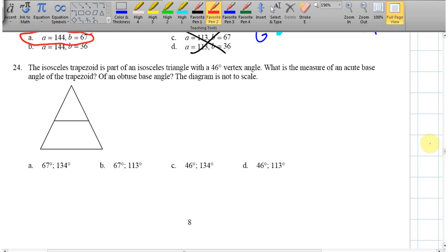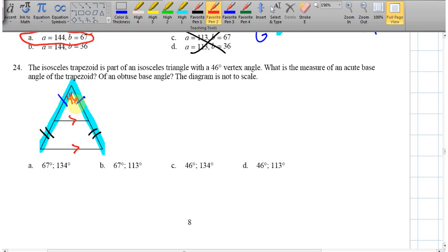Our next question. It says the isosceles trapezoid is part of an isosceles triangle. Well, this is an isosceles triangle. I'm going to mark those two in blue, and they're the same. And then it's talking about this shape down in here as an isosceles trapezoid. So if it's an isosceles trapezoid, I know these two are congruent. I also know that these two parts are congruent as well because it has to be an isosceles triangle. And it says the vertex angle is 46. That's referring to that angle right there.